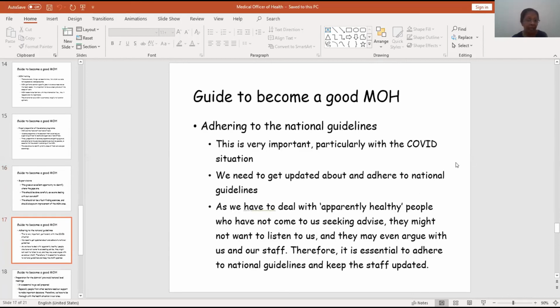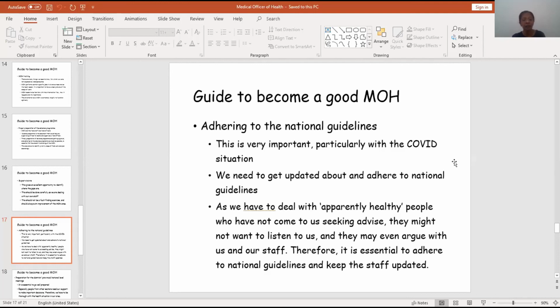Then, to become a good MOH, adhere to the national guidelines. It's very important. So the epidemiology website and the family health website, you have to use them, and you have to adhere to the national guidelines. It is very important, especially these days with this COVID outbreak. We have to know everything in the new circulars. We need to get updated and adhere to the national plan.